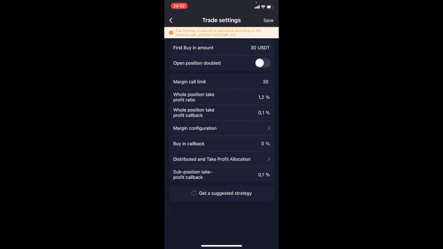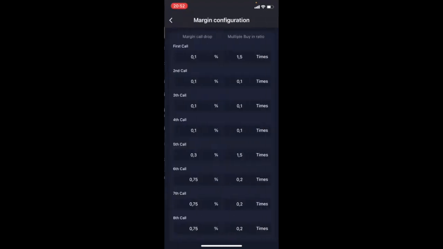So the margin call limit is 30, which means that the bot will buy in a maximum of 30 times when the market goes down. Hold position take profit ratio is set to 1.2%, meaning that the first 4 positions that you buy in, which is 1 position, will be sold off when it goes up 1.2% in value. If we look at the margin configuration, you get to see more of the actual strategy.